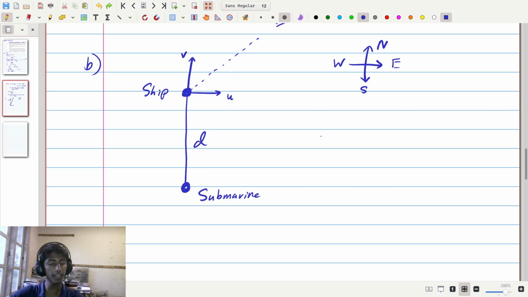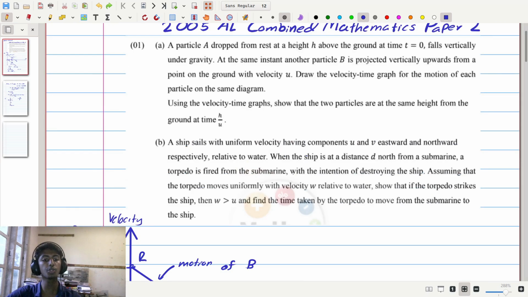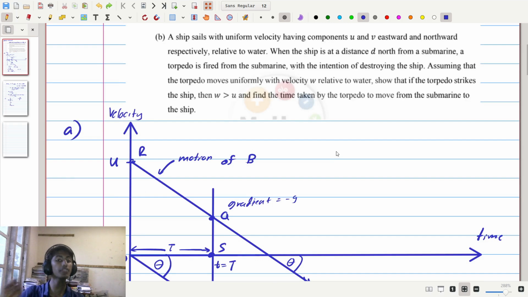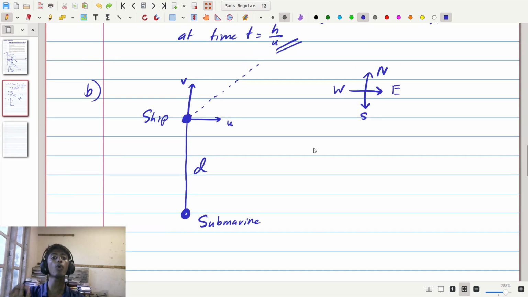So using this information, let's now derive some equations that we can use to find the things they've asked. The things they've asked are, first, to show that w must be greater than u if the torpedo does in fact hit the ship, and secondly, if it does hit the ship, to find the time taken by the torpedo to hit the ship. Now, what we are going to do is define all of the things that we know, and then create some equations to find the things that we don't know.